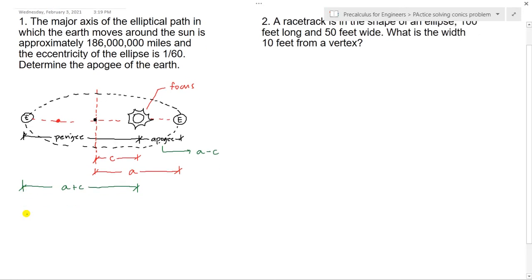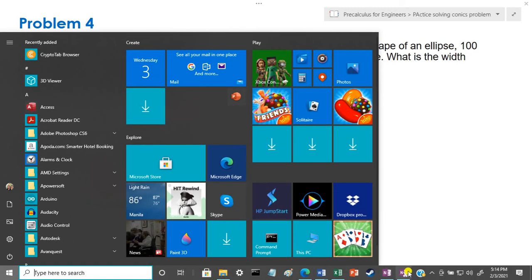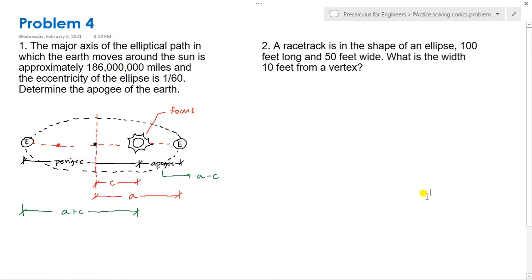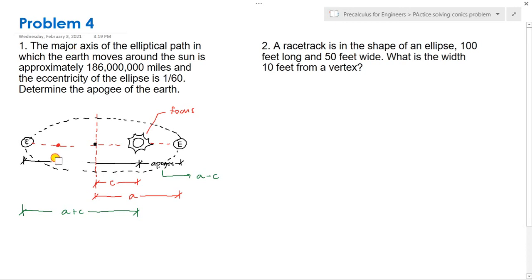So here we identify what the givens are. Again, the farthest distance is the apogee and the shortest is the perigee. The major axis of the elliptical path in which the earth moves around the sun is approximately 186 million miles. See, it is very far. Let me iterate, sorry, I reversed it. This is the shortest distance of the earth to the sun, and its term is perigee. Perigee or apogee, whichever you prefer.